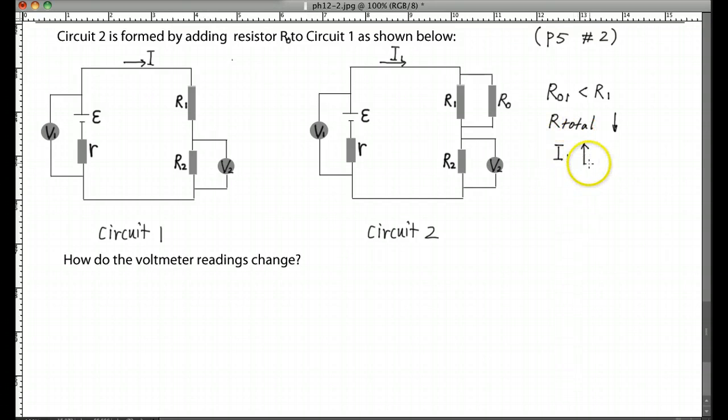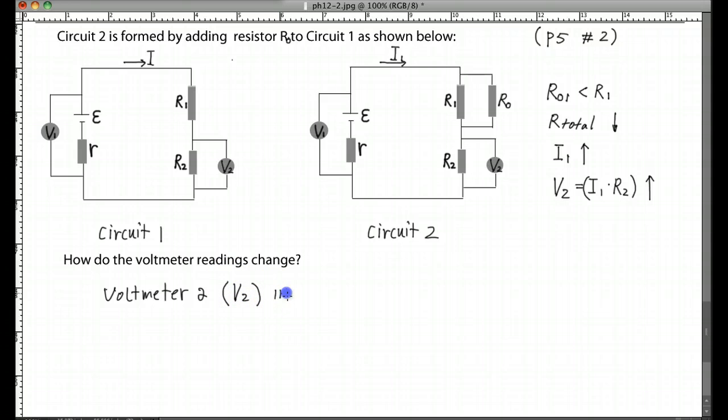Okay, now if this one increased, look at the V2. The V2 equals I1 multiplied by R2, right? So R2 is still the same. I1 increased compared to I, and this one must increase as well. So we figured it out right away. So voltmeter 2, that means the V2, is going to be increased.